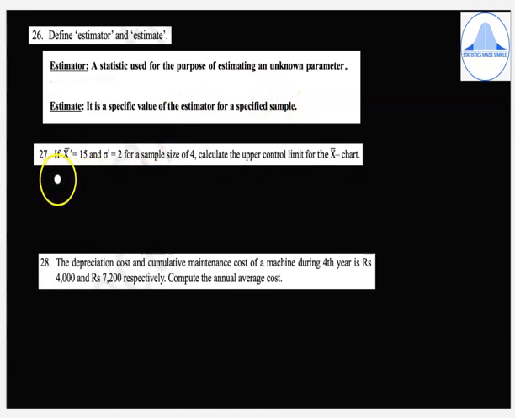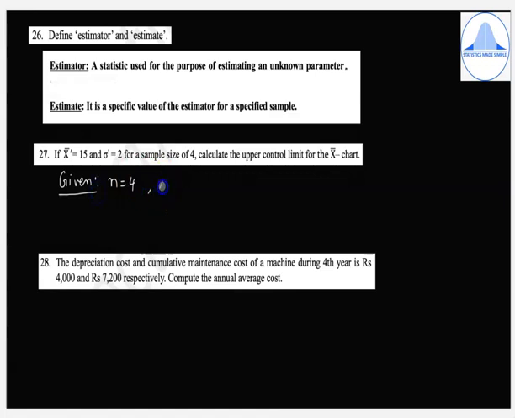27th question, if x bar dash is equal to 15 and sigma dash is equal to 2, for a sample size of 4, calculate the upper control limit for the x bar chart. This is case 1 when the process standards are given, that is x bar dash and sigma dash are given for the x bar chart. So let's write first given. Sample size of 4 means n is equal to 4.